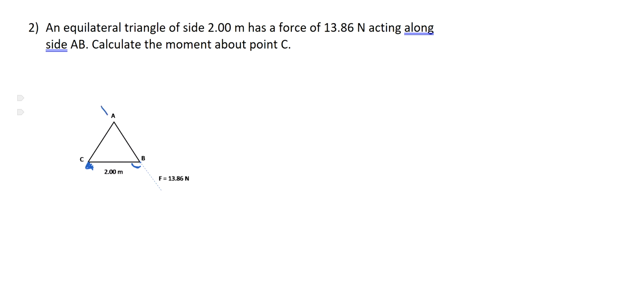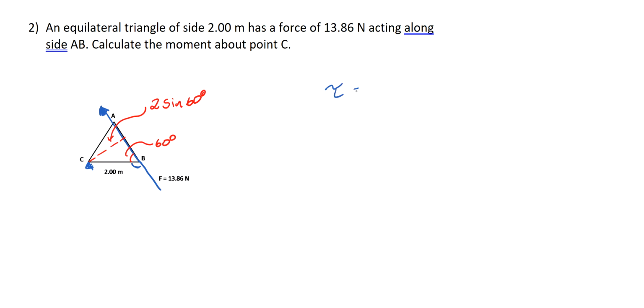So let me just extend that force there, and that will make it easier for me to see what that perpendicular distance is here. So there I've drawn it in red. We know that this angle here is 60 degrees because it's an equilateral triangle. That means that this distance here, that perpendicular distance, would be 2 metres times the sine of 60 degrees. Now we can do our problem.